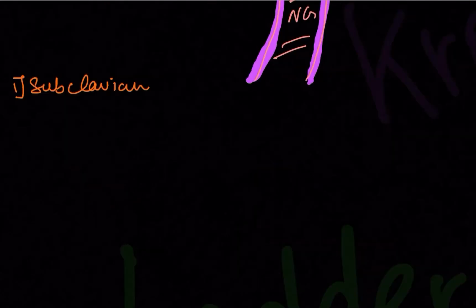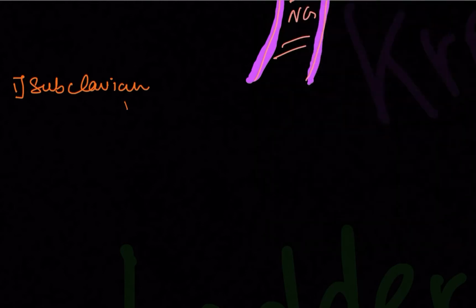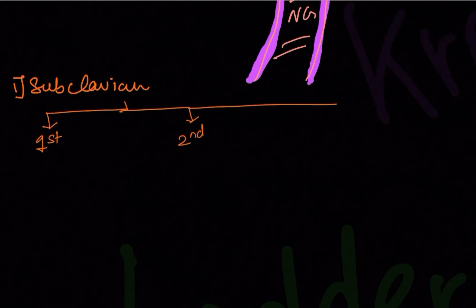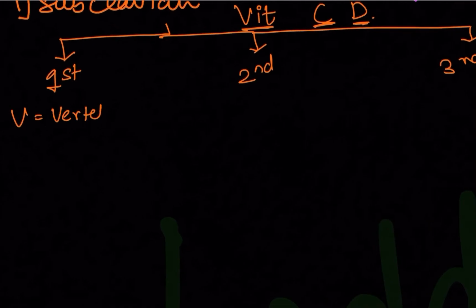Now starting with the subclavian artery first. It has got three divisions: first division, second division, and third division. What you have to remember is a mnemonic, that is vitamin C and D. VIT comes in the first division, C comes in the second division, and D will come in the third division. Now what does VIT stand for? V stands for vertebral artery.